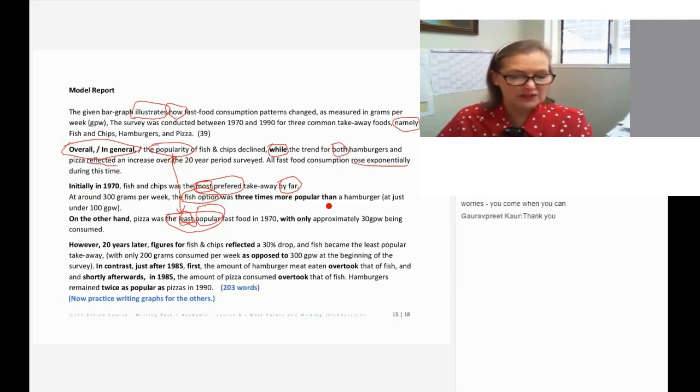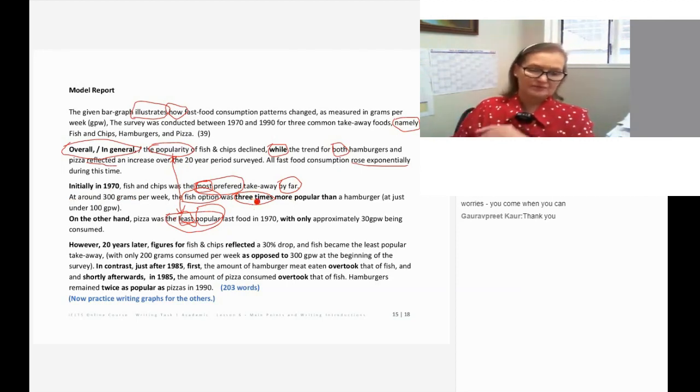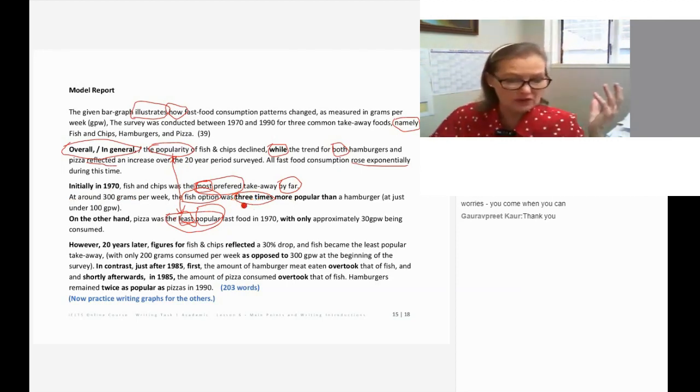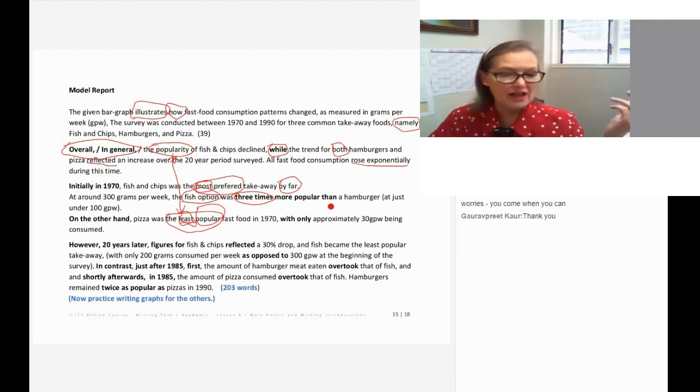Now we're going to look at the opposite. On the other hand, pizza was the least popular fast food in 1970, with only approximately 30 grams per week being consumed. However, and we're contrasting again, 20 years later, at the end of my survey, have a look at this, figures for. This is a useful little word, this figures for.